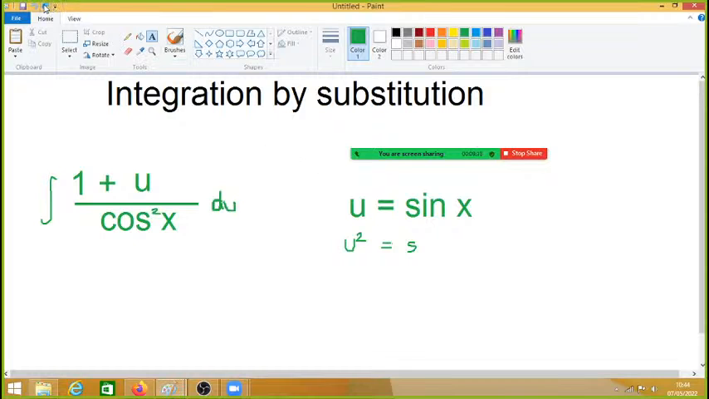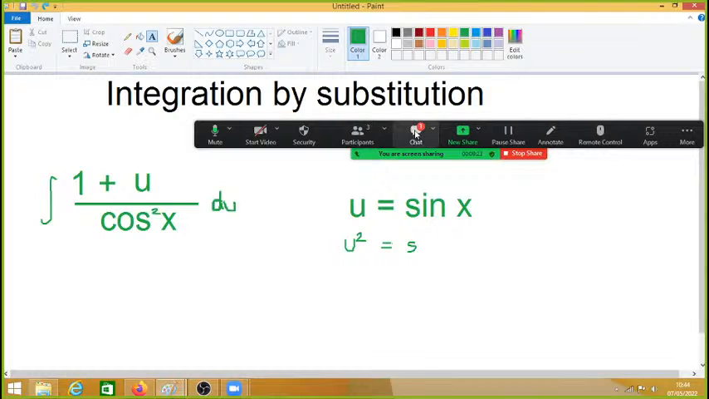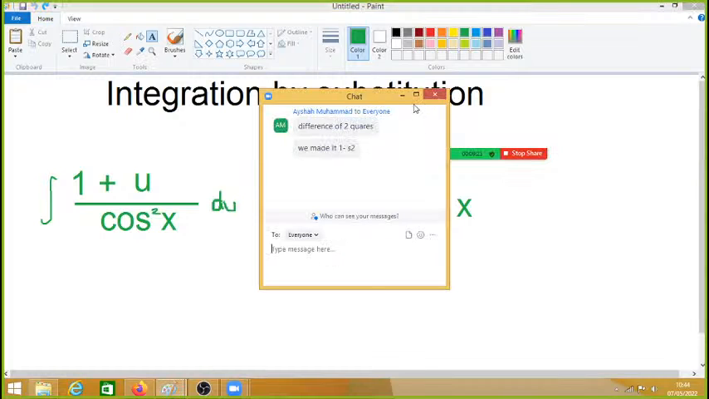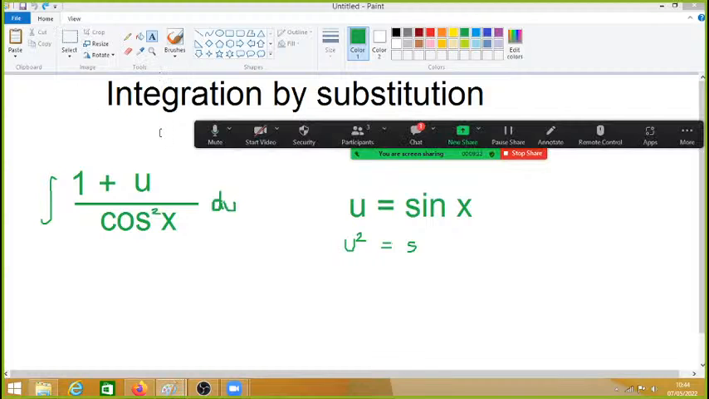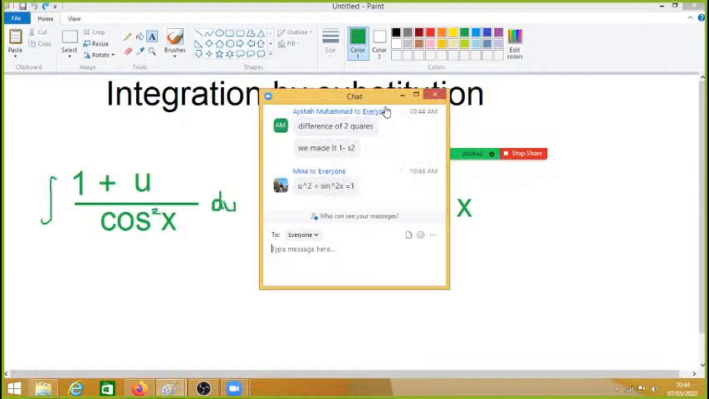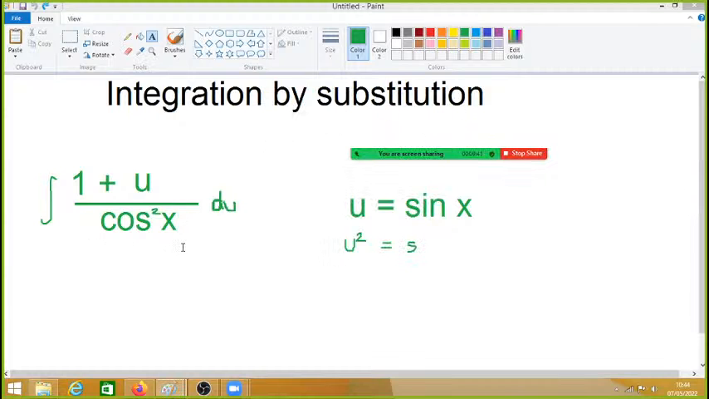Okay, maybe it was a little bit hard to follow, or you're just thinking of it. So good, we used an identity that you'll have to just drill into your mind. It's sine squared plus cos squared equals 1. So whenever you want to try and get rid of either a sine squared or a cos squared, remember sine squared plus cos squared is equal to 1.